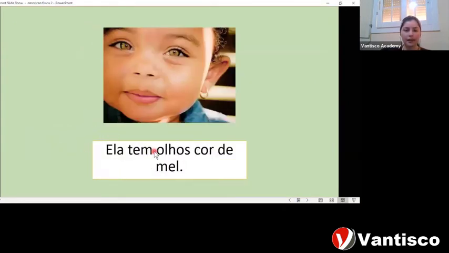And here, ela tem olhos cor de mel. Hazel eyes. Cor de mel. By the way, mel means honey. Okay, so for us, her eyes have honey color. Let me write correctly. So honey color, cor de mel, because it has exactly the color of the honey. The honey is very light, right? So she has hazel eyes. Ela tem olhos cor de mel.